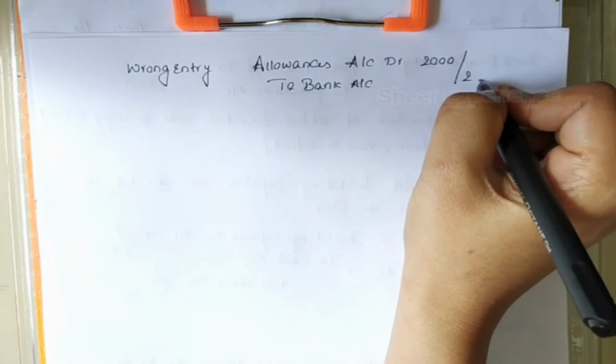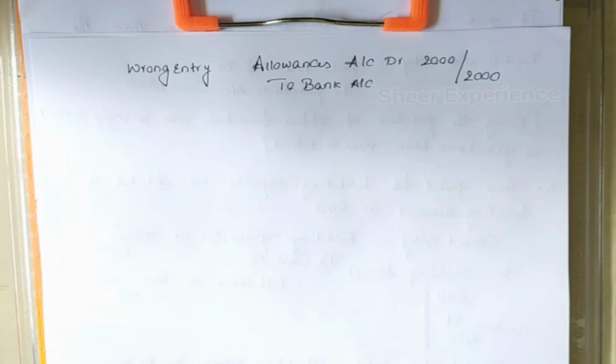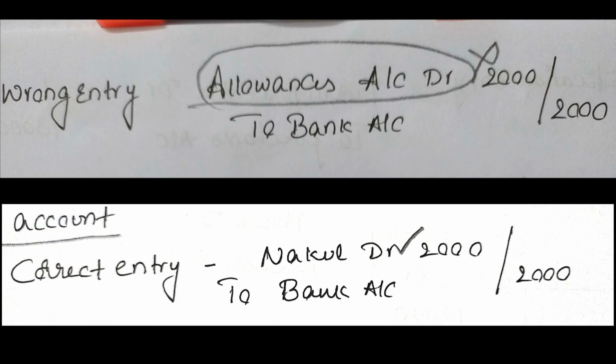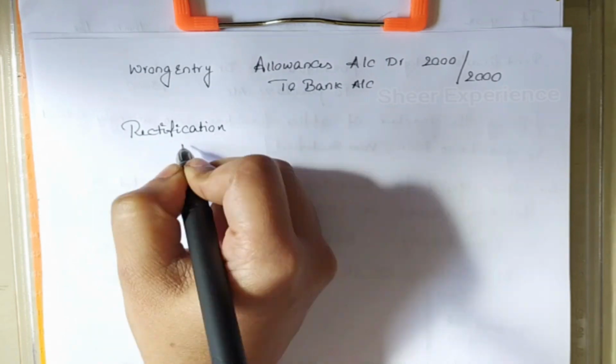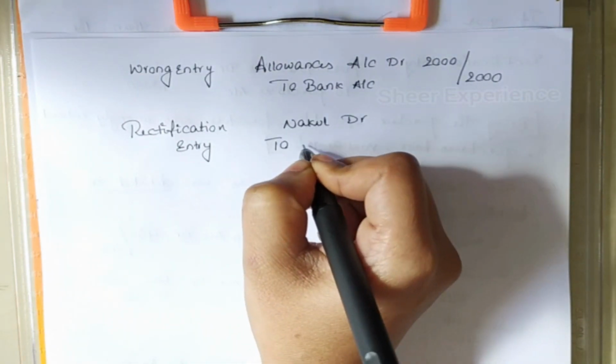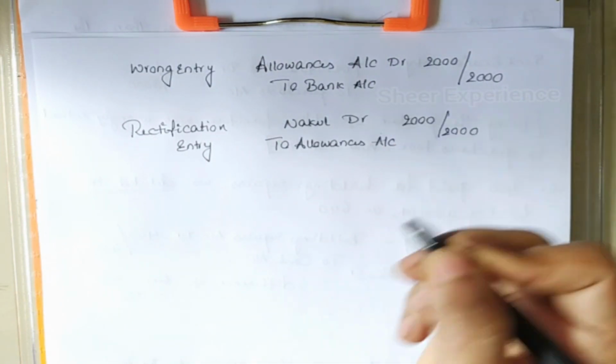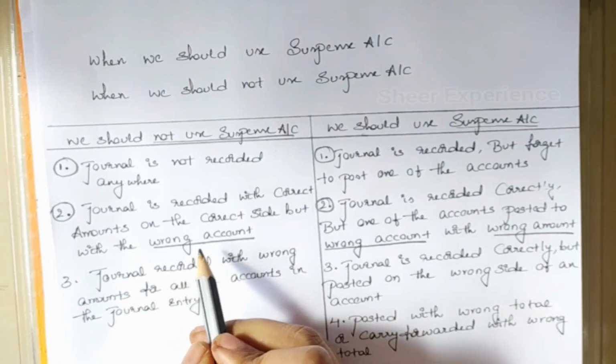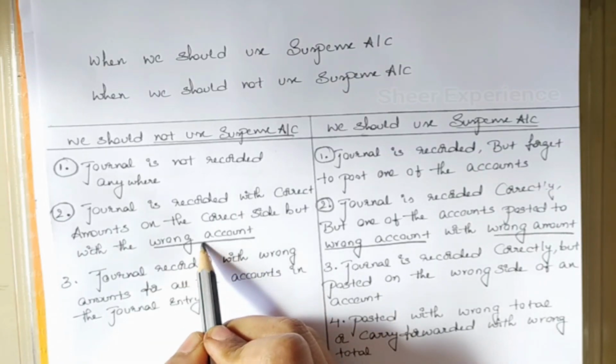Amount is 2,000. To rectify this type of error, we will credit the allowances account which is wrongly debited and debit Nakul which is supposed to be debited. So the rectification entry is Nakul debtor to allowance account. Amount is 2,000. In this case also, we have wrong account while passing the journal. So we should not use suspense account.